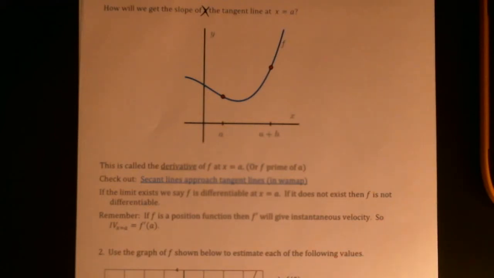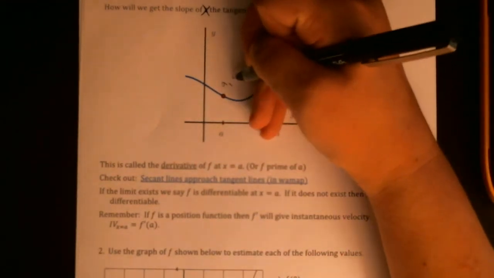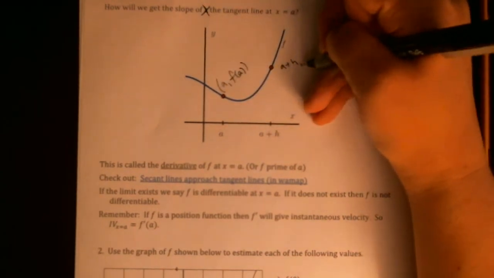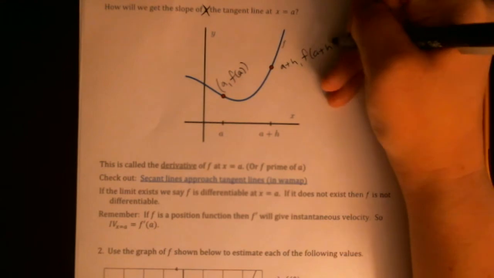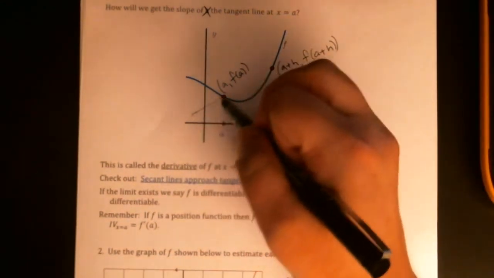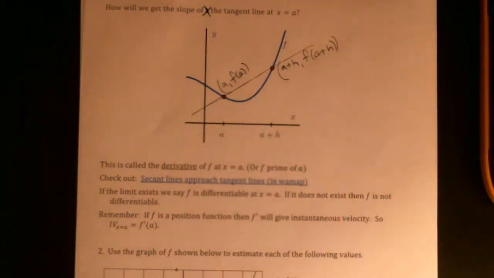Hi everyone. Let's continue working our way towards finally having an official definition of what a derivative is. So in our preview activity, we looked at this function and we had points a, f of a, and a plus h, f of a plus h. And we'd looked at the secant line, so we connected the dots and said we could use that slope right there to estimate how steep the curve is.